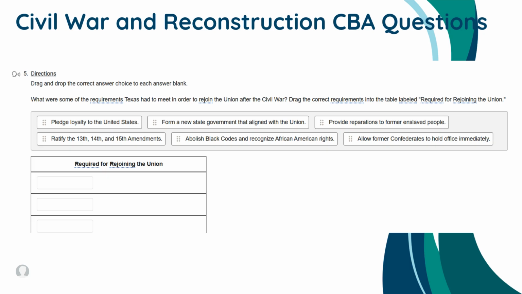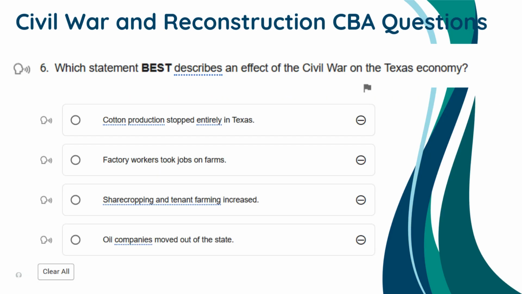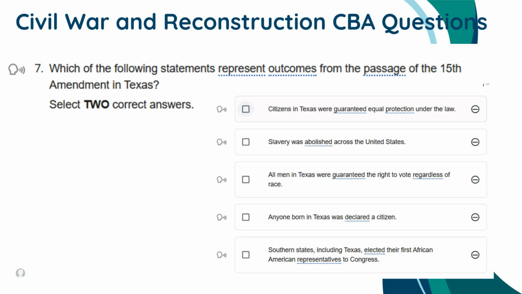identifying the requirements Texas had to meet in order to rejoin the Union after the Civil War. Another cause and effect question, students have to describe the effect of the Civil War on the Texas economy. And here they're identifying the effects or outcomes of the passage of the 15th Amendment in Texas, and they have to select two correct answers.